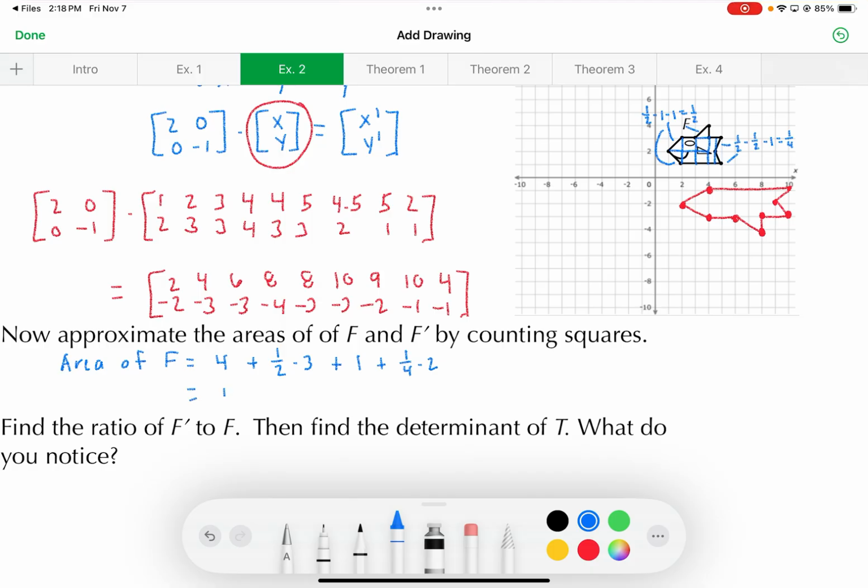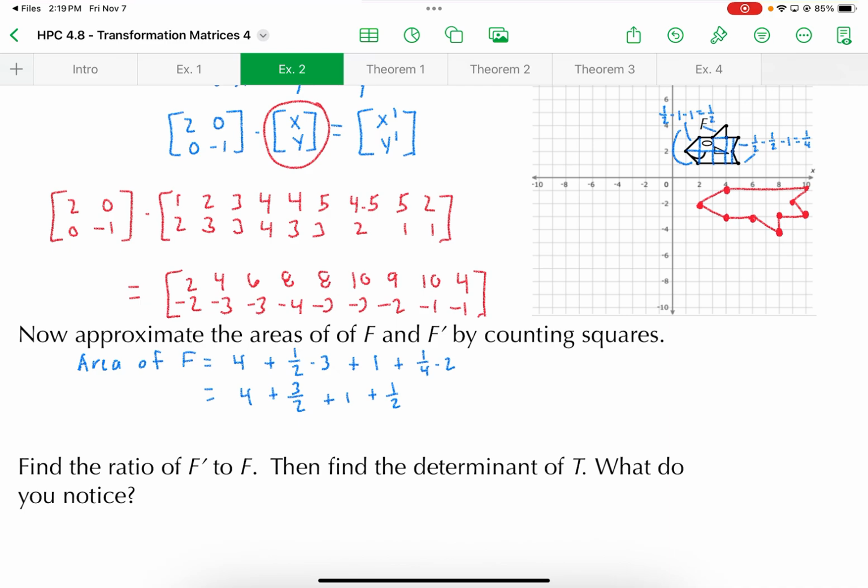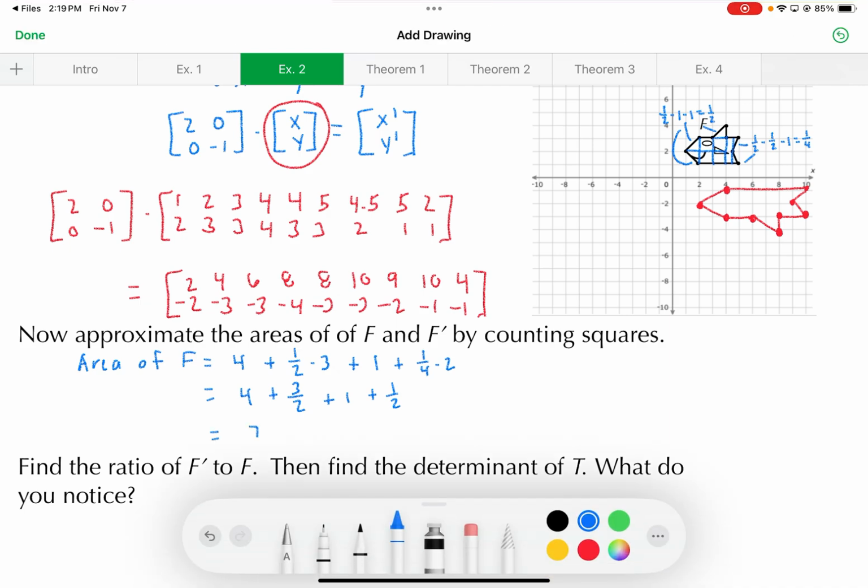Okay, so let's clean that up. We got 4 plus 3/2 plus 1 plus 1/2. What's that all going to equal? 7. 7 square units. Okay, so now let's kind of repeat the process for F prime here. Let me label that. This is F prime.